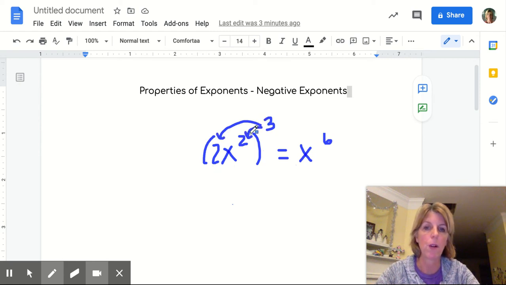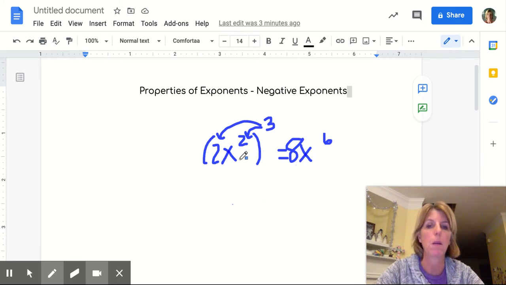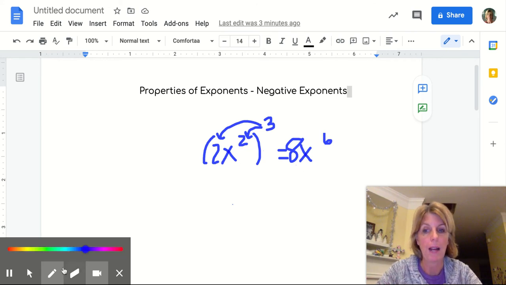If they're inside the parentheses, it applies to both. So 2 cubed would be 2 times 2 times 2, which would be 8. So this would become 8x to the 6th because 2 cubed is 8. And x squared times x squared times x squared would be 2, 4, 6. It's x to the 6th. So power to a power, boom, multiply. All right? So that's a review of everything done before. So double check your notes, make sure you've got everything going on with that.